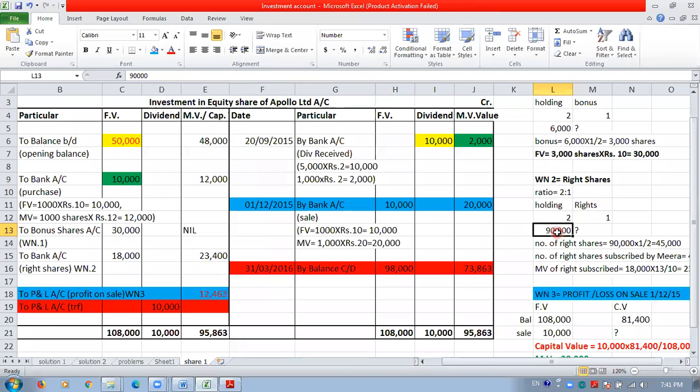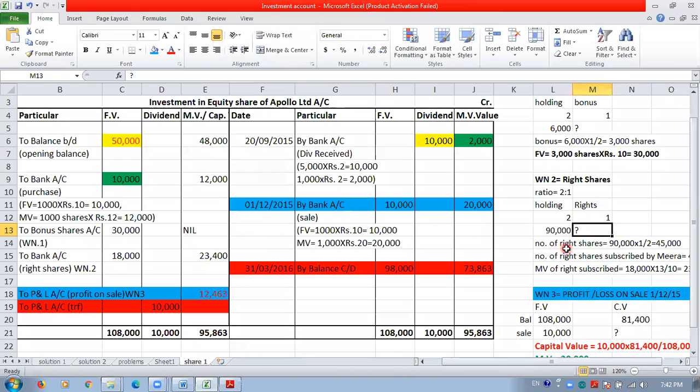How is she holding? Look here in the ledger account. 50,000 opening plus 10,000 is the purchase of equity shares. Then she gets a bonus of 30,000. So the total is 90,000: 50,000 plus 10,000 plus 30,000. So the 90,000 is the holding. So what will be the right share issue for her? Here we again cross multiply and get the answer.